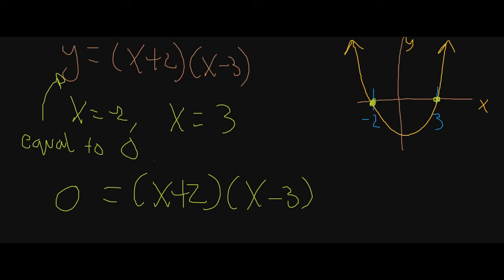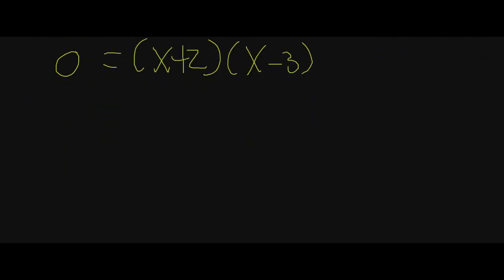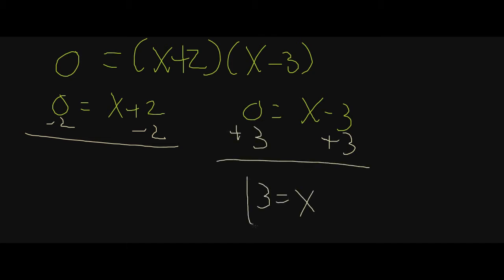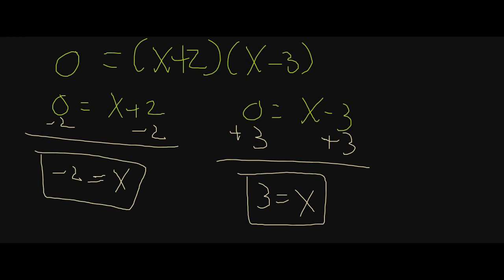Great. Now that we have that, we can just solve it. One way we solve that is we just break it up into two equations. We're going to get 0 equals x plus 2, and 0 equals x minus 3. Well, what do we do to get rid of the plus 2? We just subtract 2 from both sides. Over here, we're going to add 3 to both sides. And we get x is equal to 3, which we already showed, and x is equal to negative 2. All right, so there it is. We got our roots from being in factored form.